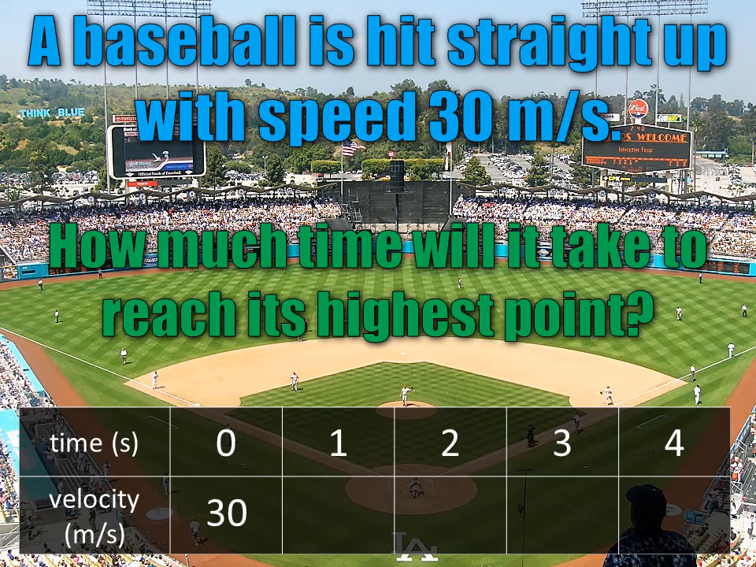So if we're moving up at 30 and we change down by 10, then we'll be at 20. And another second passes, it'll be another change of 10 downward, and then we'll be at 10 meters per second. After 3 seconds, we'll be at 0 meters per second, and then finally after 4 seconds, we'll be at -10. And so now you can see that the ball has started to come back down again.